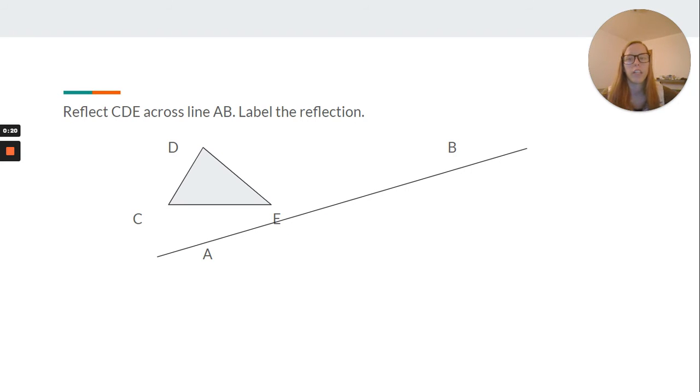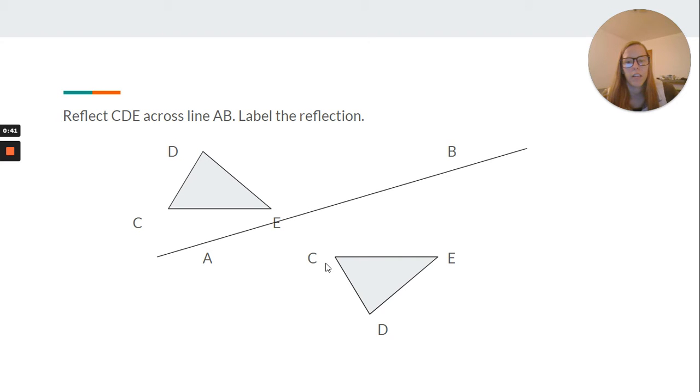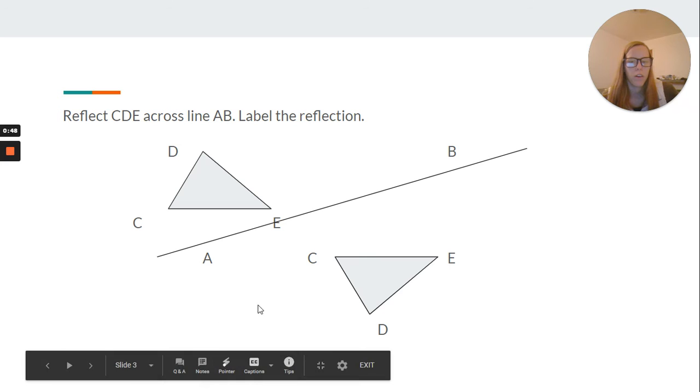So, first of all, we talked about reflections. It says reflect CDE triangle across line AB. I apologize that the labels are not perfect, but that's okay. And then it says label the reflection. So we would reflect it and then we label it. This is one way of reflecting it, and it should be over this way a little bit more. I apologize, it's kind of hard to pinpoint the exact way.